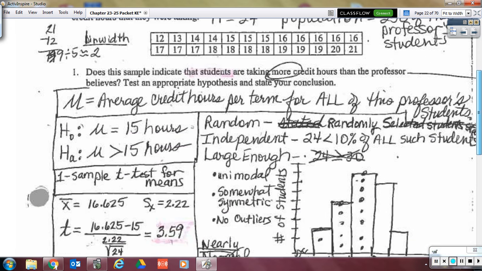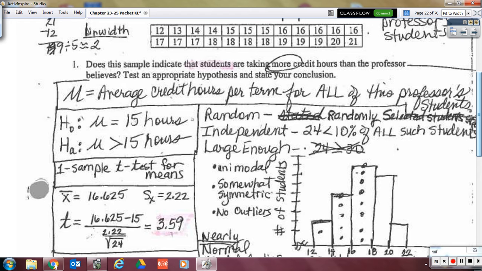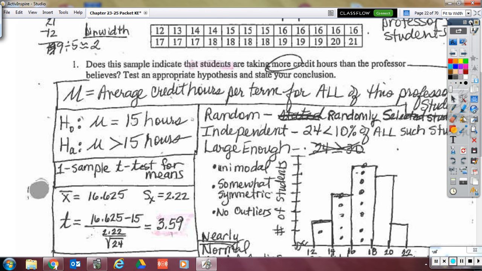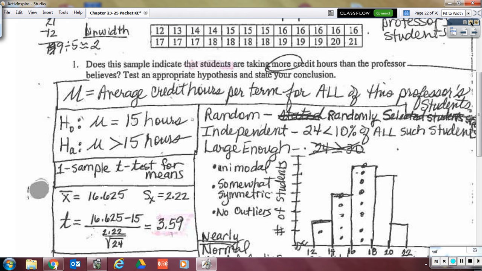Our parameter is the average, mu equals, don't forget to put in your little letter mu. So mu equals the average credit hours per term for all of this professor's students. If you didn't use that word all, it's probably okay. Just want to make sure we know it's about a population.